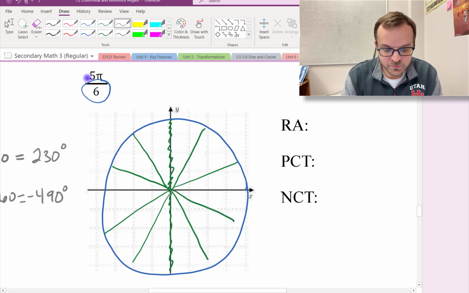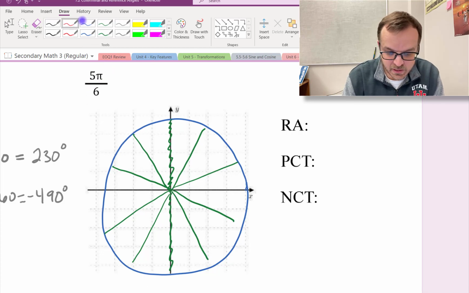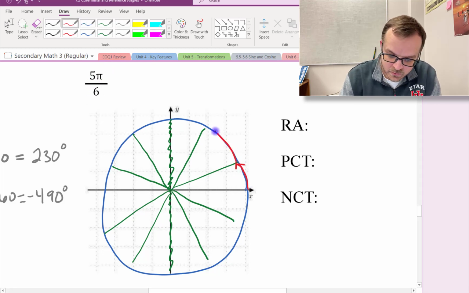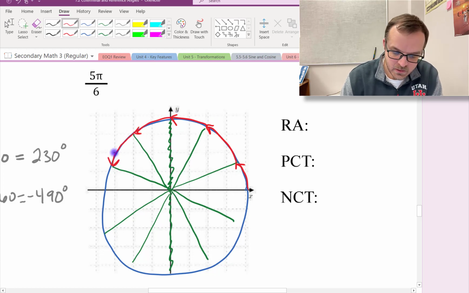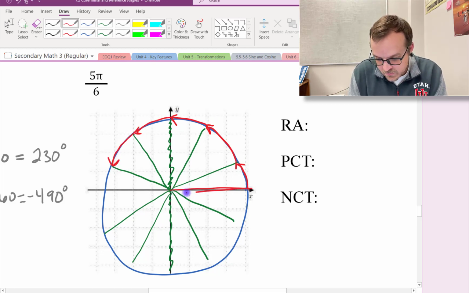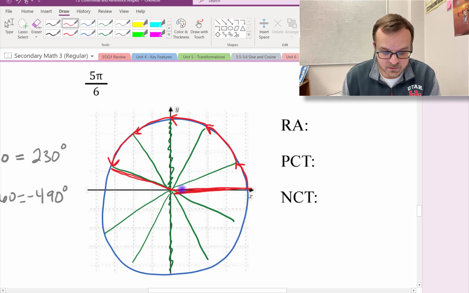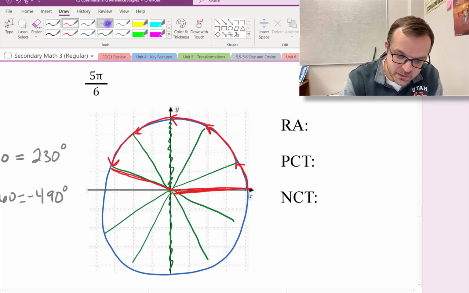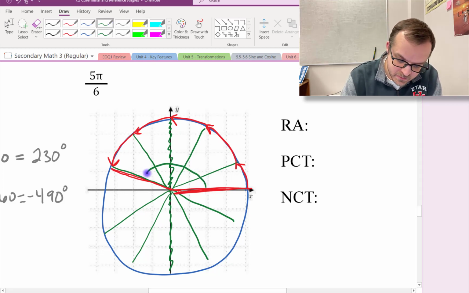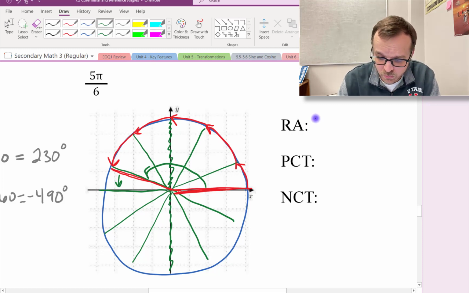And we need to count 5 pi over 6. So we're going to count 5 of these. So this is 1, 2, 3, 4, 5. So from the initial side to the terminal side, that's 5 pi over 6. We need a reference angle. If this right here is 5 pi over 6, that must mean that this is pi over 6, right? Because each of these sections is pi over 6 long, right? So the reference angle is pi over 6.